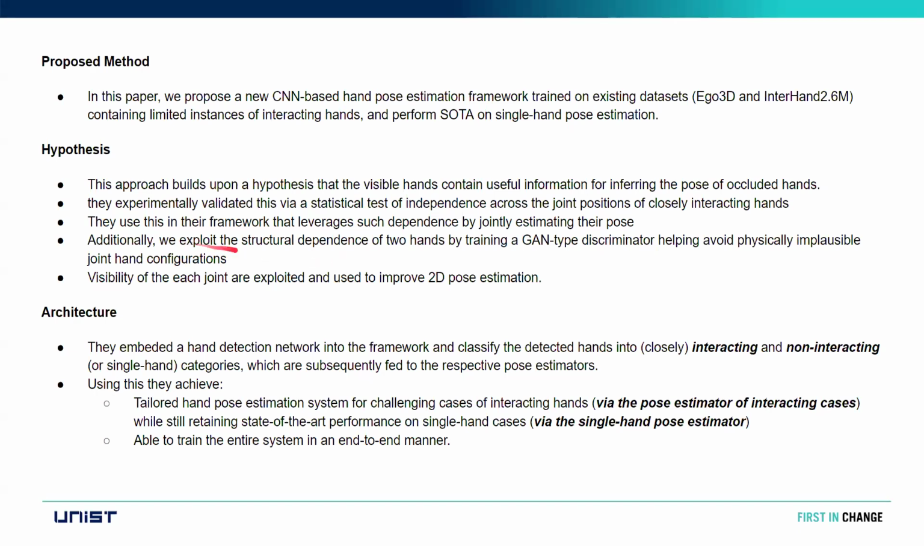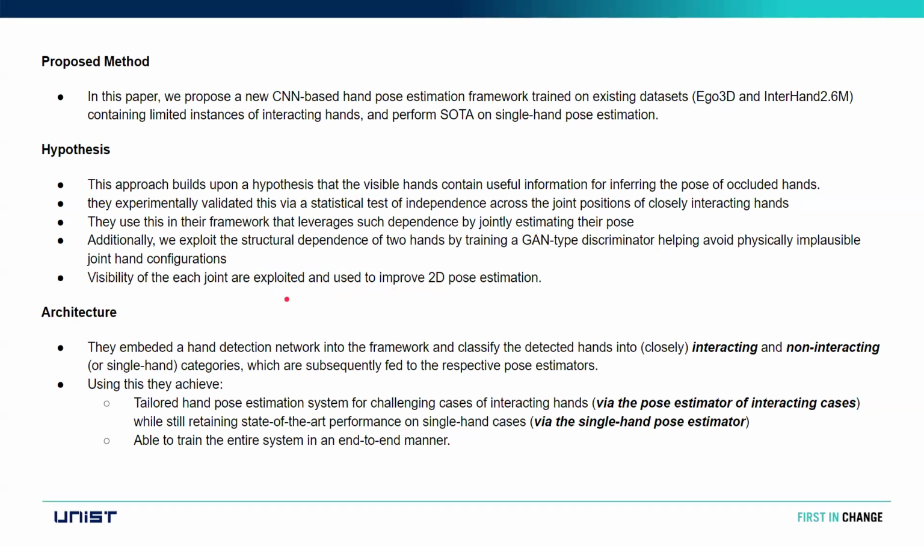Additionally, they explore the structural dependency of two hands by training a GAN-type discriminator. This discriminator helps them avoid physically implausible joint hand configurations. And the visibility of each joint is exploited and used to improve 2D pose estimation. We'll talk about this a little bit later.